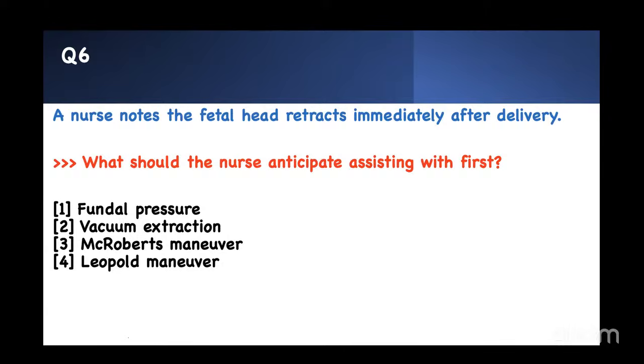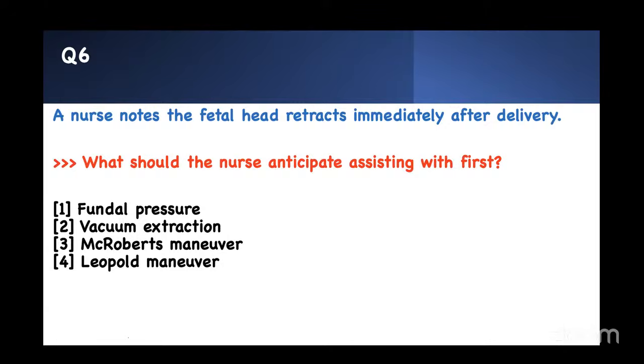A nurse notes the fetal head retracts immediately after delivery. Think. The information there is all you need. A nurse notes that the fetal head retracts immediately after delivery, what should the nurse anticipate assisting with? What will she think? Okay, the head goes back. What am I going to do? The idea of this question is for you to master content. What does that mean? The fetal head retracts immediately after delivery. What is your diagnosis? In the case form, you will see this. What is your diagnosis?